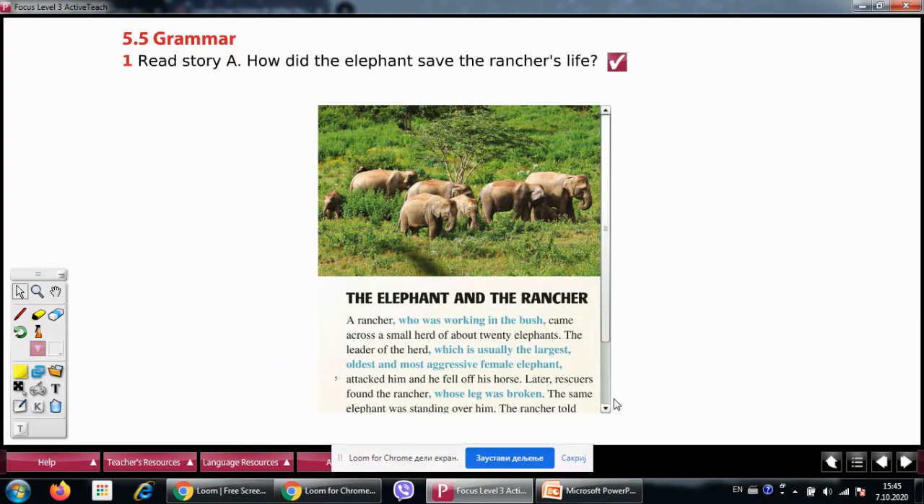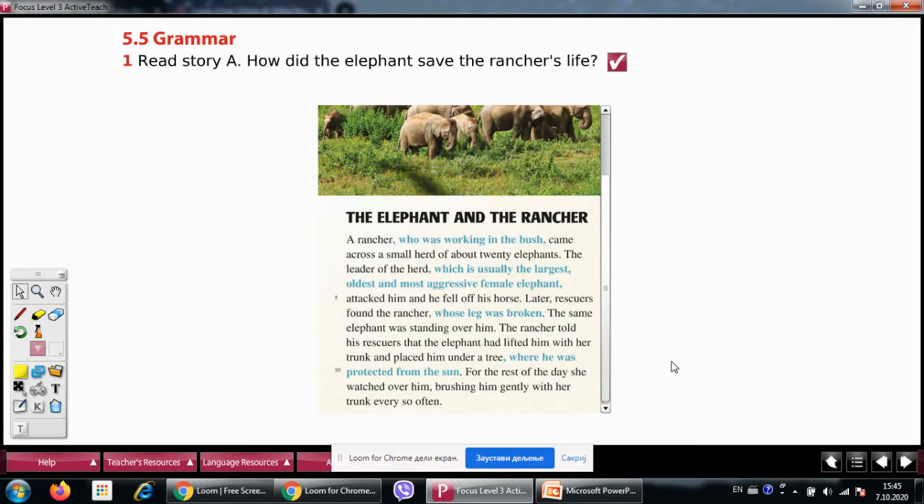The Elephant and the Rancher. A rancher who was working in the bush came across a small herd of about 20 elephants. The leader of the herd, which is usually the largest, oldest, and the most aggressive female elephant, attacked him and he fell off his horse. Later, rescuers found the rancher, whose leg was broken. The same elephant was standing over him.